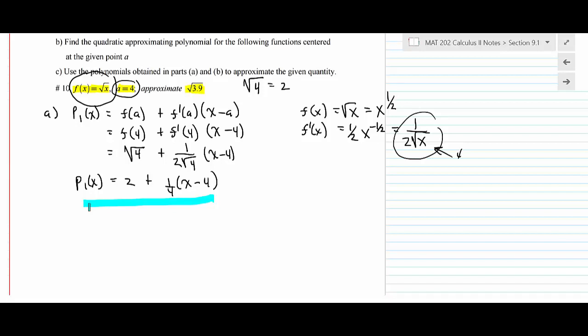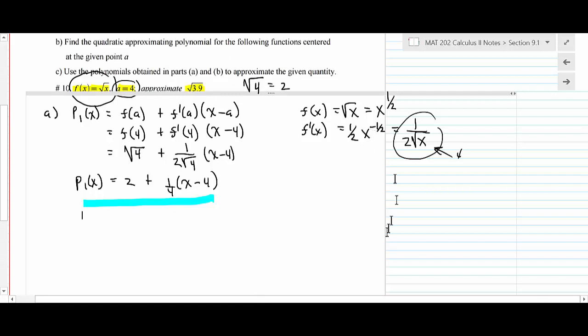Now, it's not that hard to do because you've got a pretty simple derivative. You're just following the formula on there. Now what we're going to do in a little bit, when we get to part C, is use this formula to approximate the square root of 3.9. All that means is you're just going to plug in 3.9 for x, and that'll give you an approximate value. Okay, so that's linear approximation.